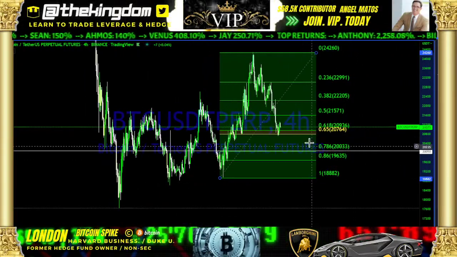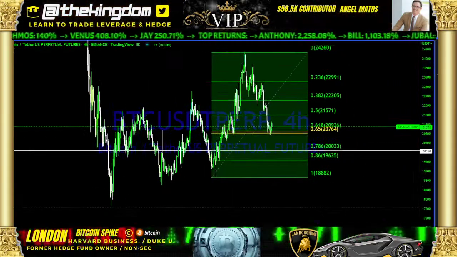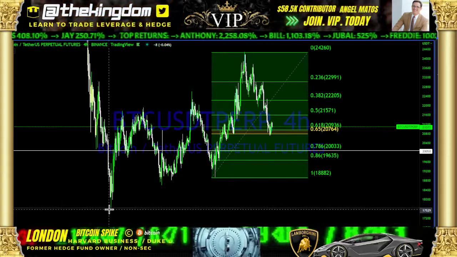It doesn't come on TradingView. Boom, that's right where we are at. There's a confluence. Looking at this, there is a confluence right now.